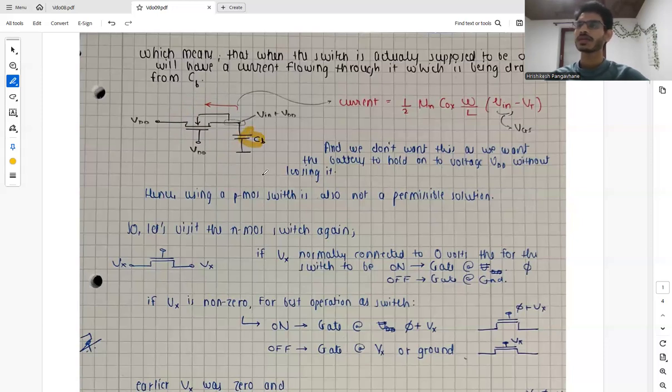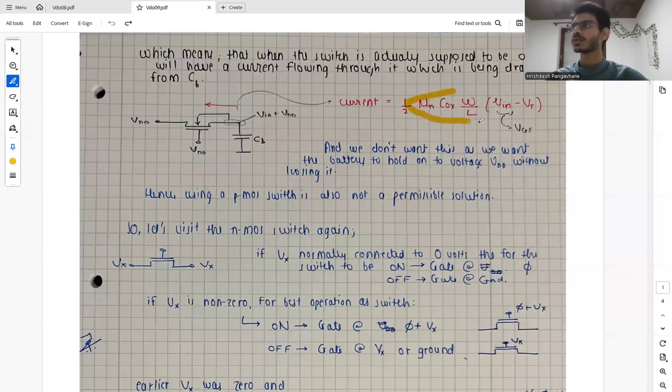One thing we mentioned is that there should be no current being drawn from CB. So it's violating that, as well as we want this MOSFET to be switched off, so we want no current through it. But it seems like if we use a PMOS to make a switch, there is a current, and this current is given by this formula, which comes from the square law model for a MOSFET when it is working in the saturation region.